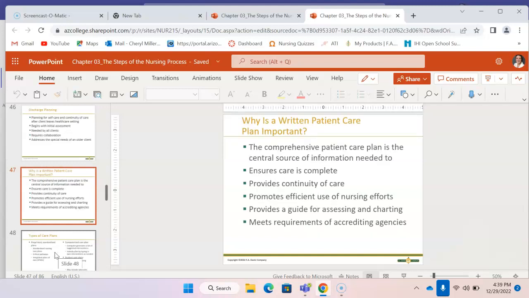That's why a written care plan is so important. It shows everybody where we're thinking, where we're going, and how are we getting better or worse. How is our plan? That's why written care plans are so important. People will say, oh, you will only write those in nursing school. No, you won't. You will be writing them. They are a requirement of the accreditation agency. They're a requirement for assessing and charting a patient's care, and they are the most effective use of nursing efforts.